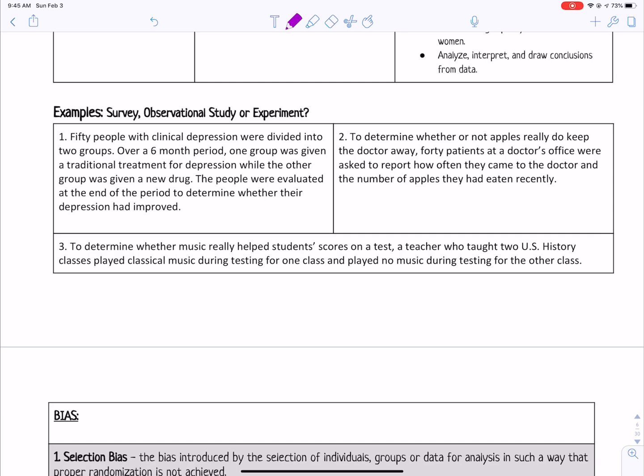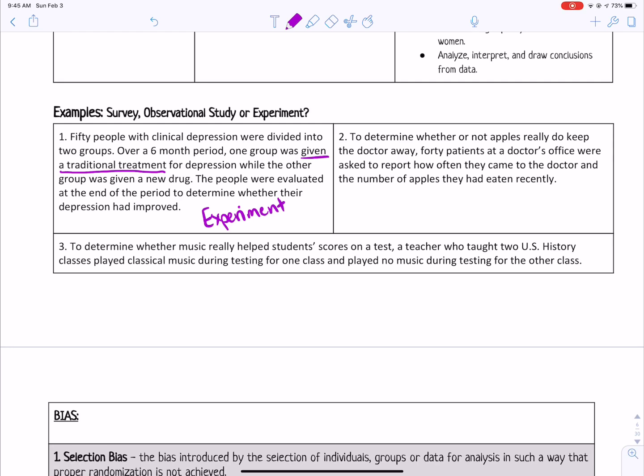50 people with clinical depression were divided into two groups. Over a 6-month period, one group was given a traditional treatment for depression, while the other group was given a new drug. The people were evaluated at the end of the period to determine whether their depression had improved. So this is definitely an experiment because treatment was provided or imposed.